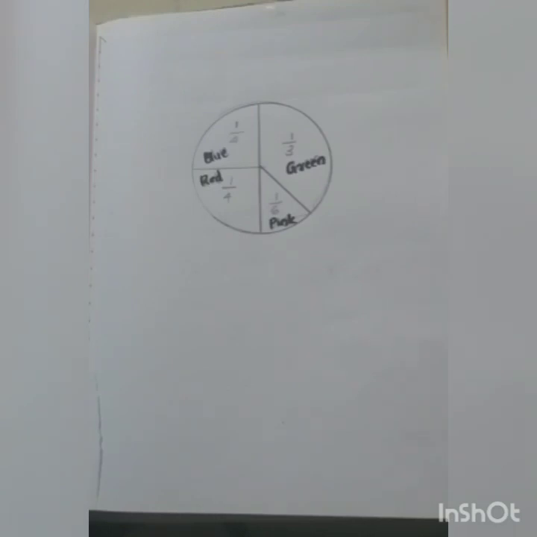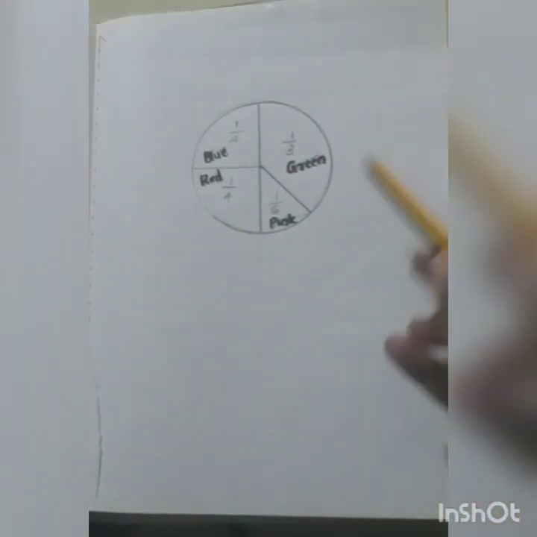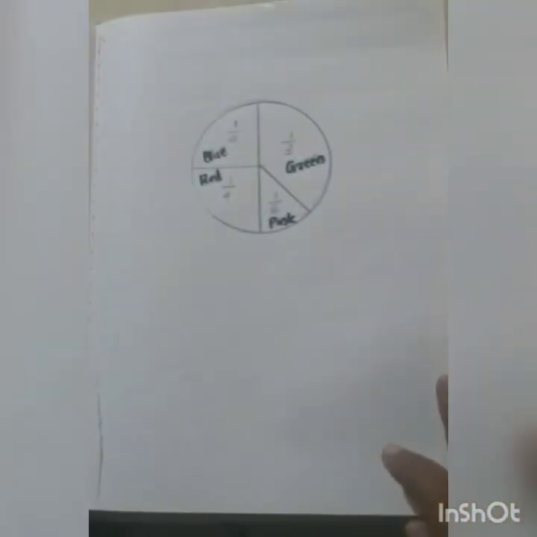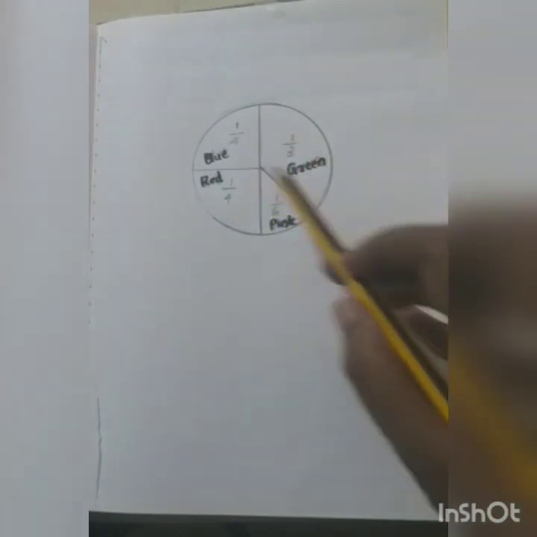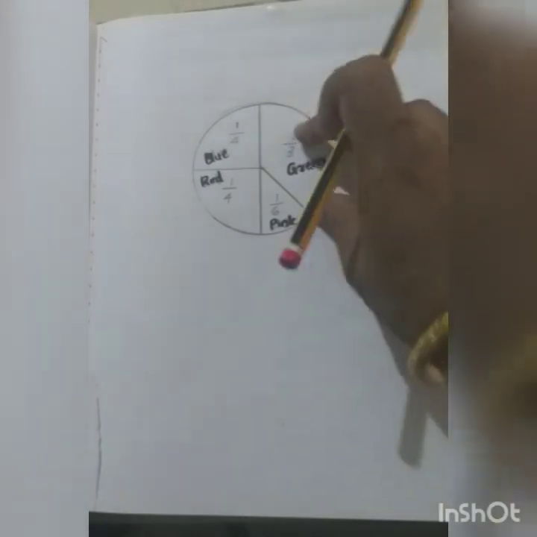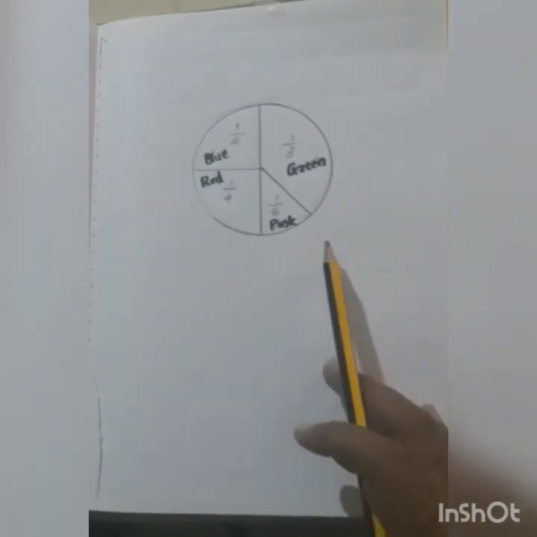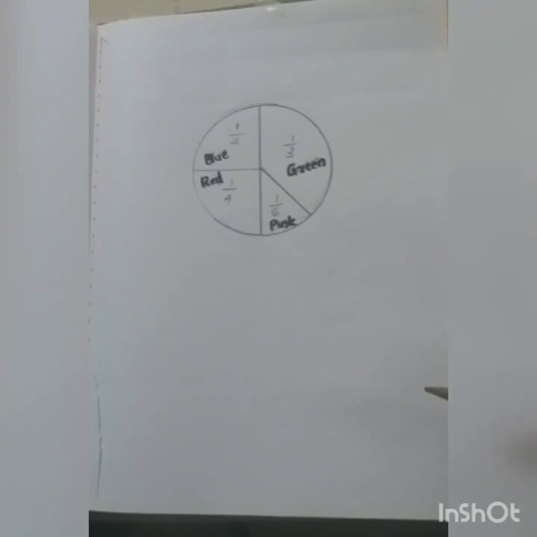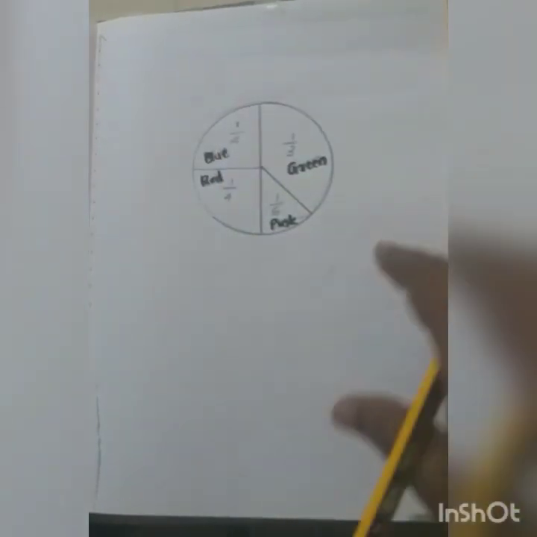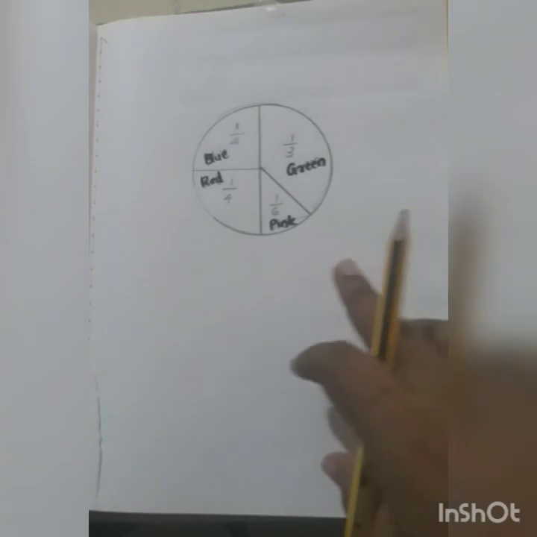How can you mark 1 by 4 on a circle? By dividing a whole circle into 4 equal parts, one part will correspond to 1 by 4. In a similar way, for 1 by 3, you divide the whole circle into 3 equal parts. That is, this is one equal part, here one equal part, and like that you have to divide into 3 equal parts. Then one part represents green. Red and blue have the same portion, 1 by 4, so that 1 by 4 is enough. Then pink is having 1 by 6. For that you have to divide the circle into 6 equal parts and one part represents pink.